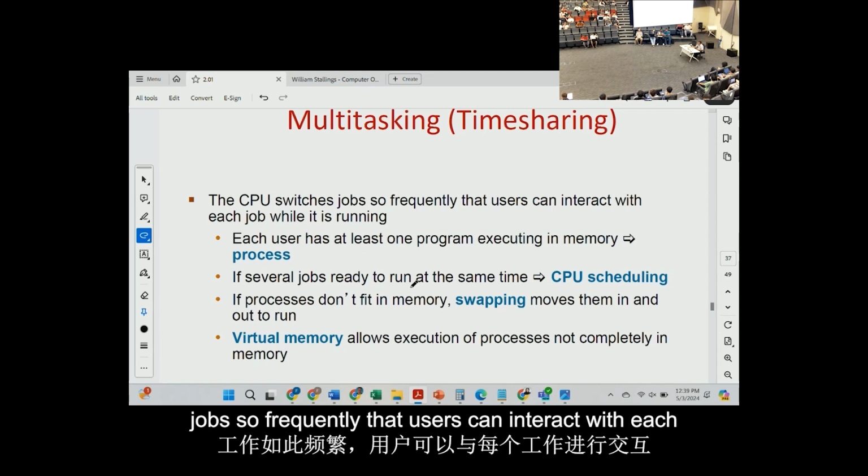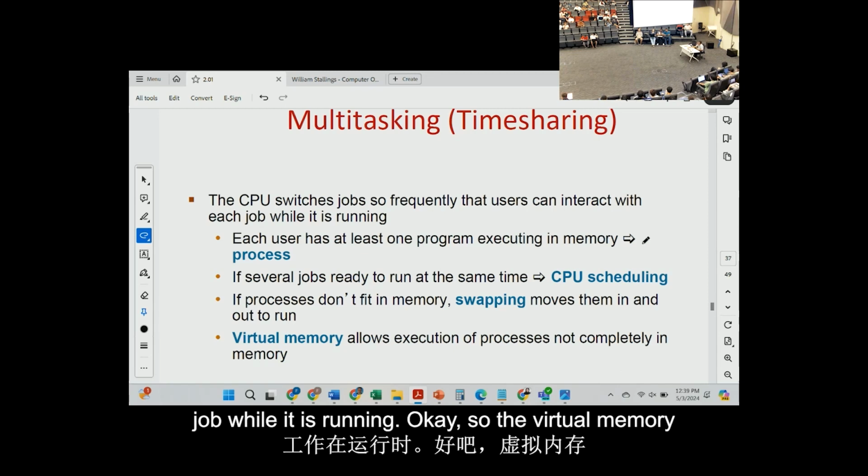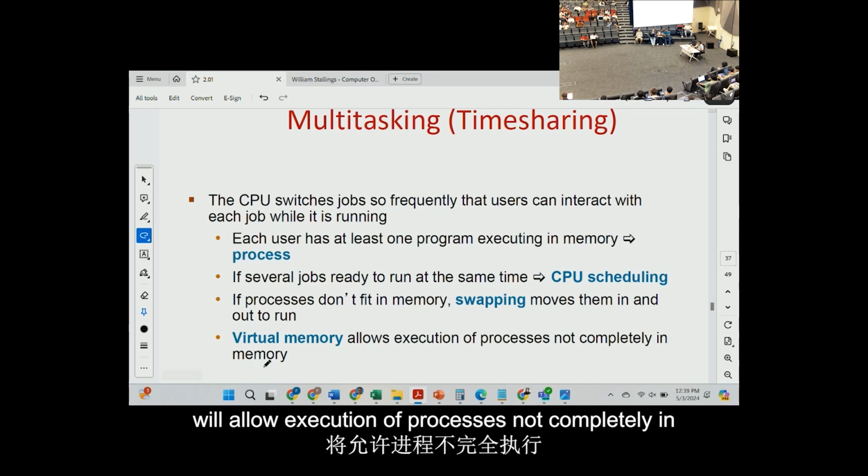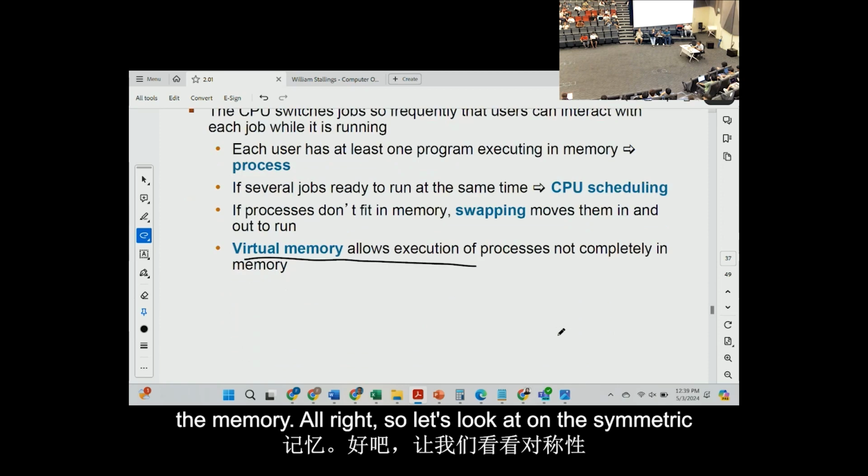And then we have multitasking, which is time sharing. The CPU switches jobs so frequently that users can interact with each job while it is running. Okay, so virtual memory will allow execution of processes not completely in memory.